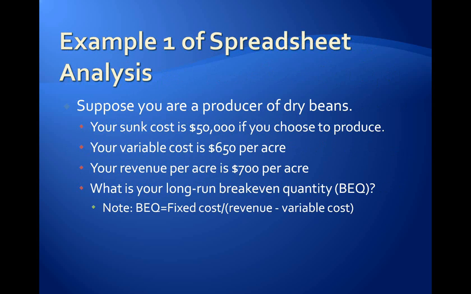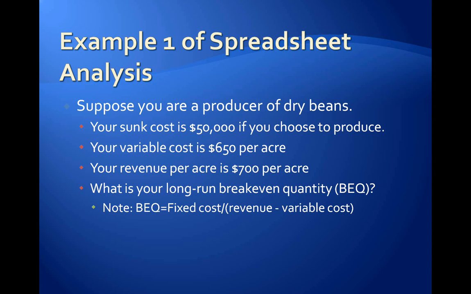This is a very simple problem that people get exposed to in their introductory accounting classes. It's a situation where you produce dry beans. Your sunk cost, that is a fixed cost, is $50,000 if you choose to produce, and your variable cost is $650 per acre. Your revenue is $700 per acre. What is your long run break-even quantity, or BEQ? The break-even quantity is to produce enough to recover the sunk cost, while at the same time paying the variable cost.